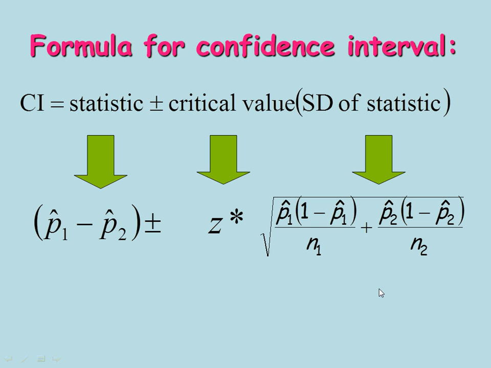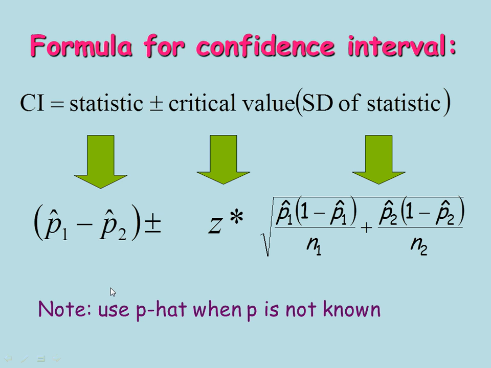So there we are. This is going to give us a confidence interval, where you're going to get some value plus or minus another value. And again, don't forget, this is all square rooted, and then you multiply it by your critical value. So this whole value is going to be added and subtracted to that one. And again, just like before, we may be able to use p hat when p is not known.